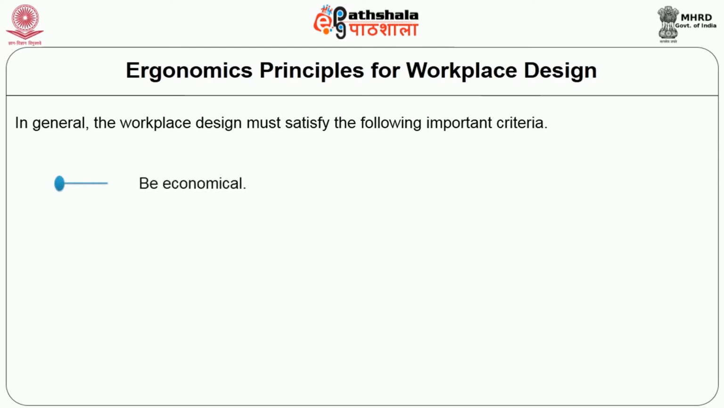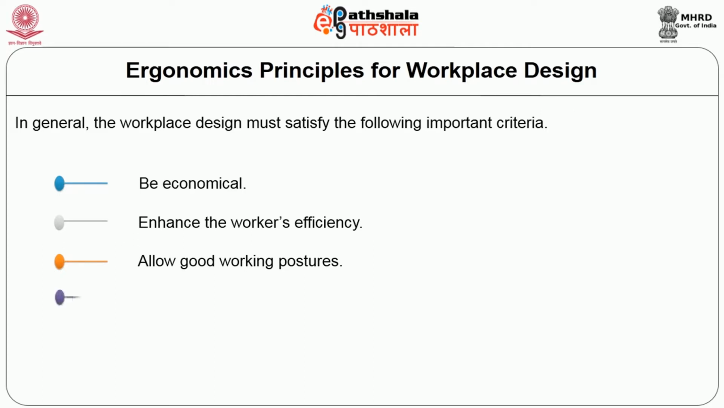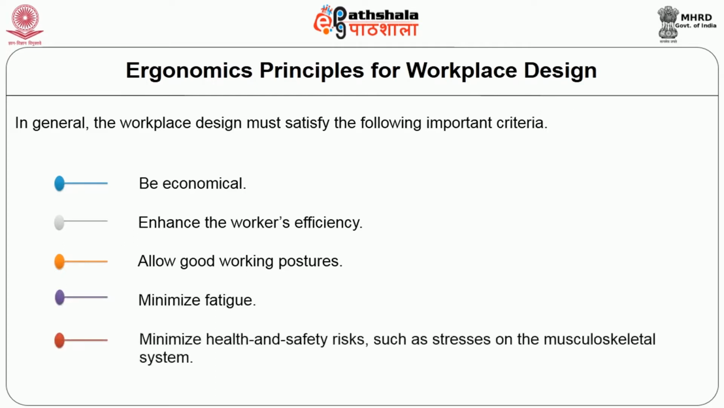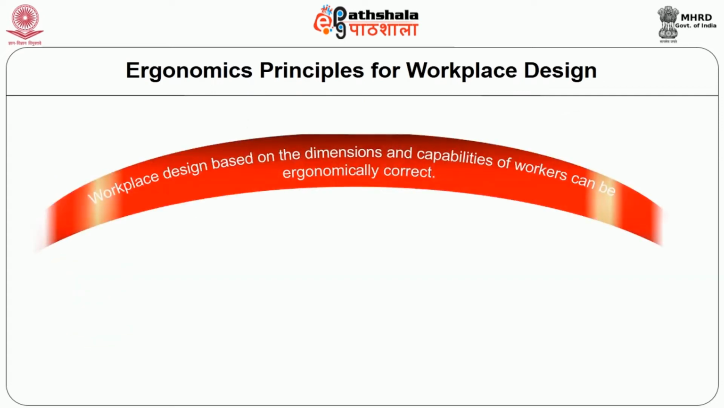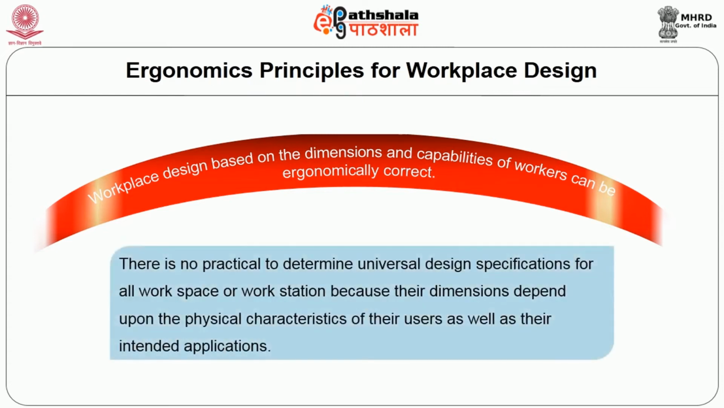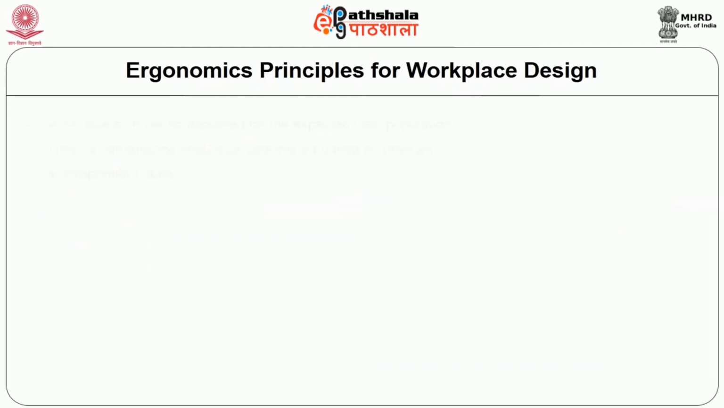The first one, be economical, then enhance the worker's efficiency, allow a good working posture, minimize fatigue, and minimize health and safety risks such as stresses on the musculoskeletal system. Workplace design based on the dimension and the capability of the worker can be ergonomically correct. It is not practical to determine universal design specification for all workspace and workstation because their dimension depend upon the physical characteristics of their users as well as their intended application. The following principles of ergonomics and work study should be used as general guidelines for workplace and workspace design.